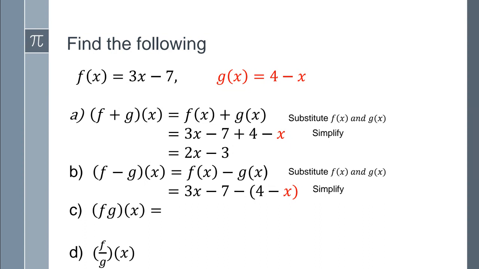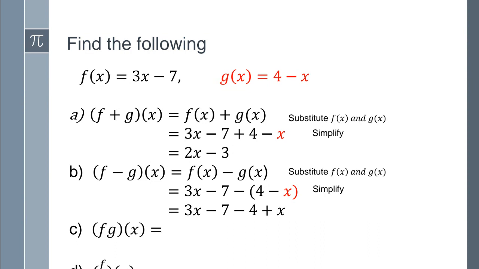Since we have a negative, you want to be careful because since our function g has two terms, we have to make sure that we distribute the negative before we start simplifying. Let's distribute the negative. A negative times a positive gives me a negative 4. A negative times a negative is positive, so it's going to give me an x. So I'm going to have 3x minus 7 minus 4 plus x.